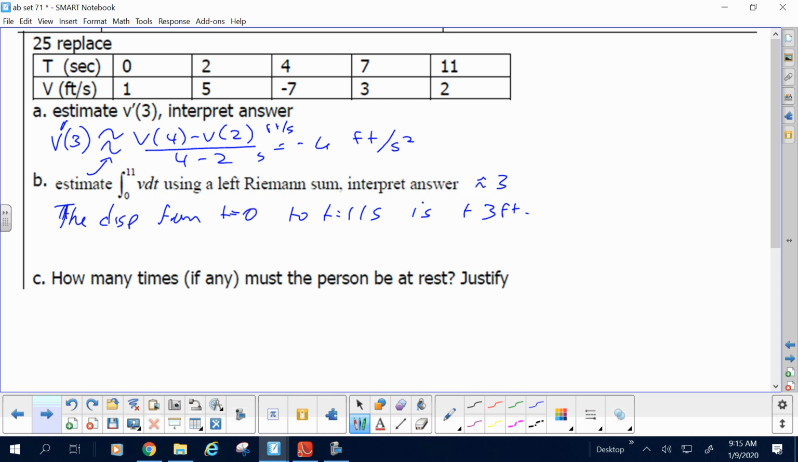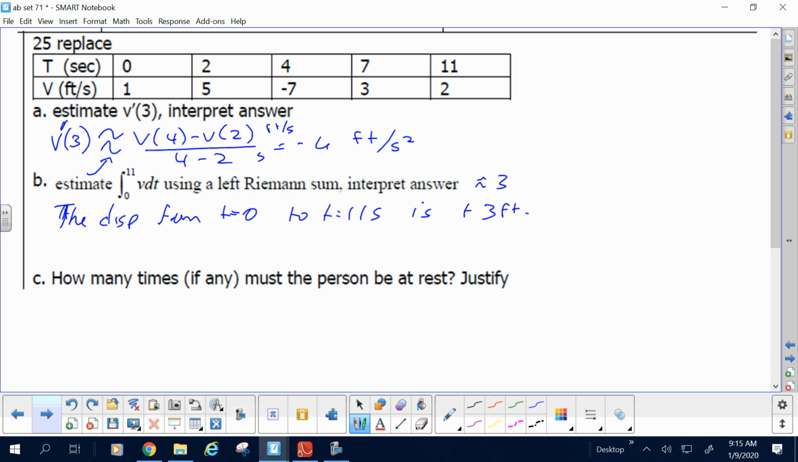How many times, if any, must the person be at rest? I bet I'll get even the best of you with a little small distinction. How many times did you say? 2. You would not get credit on the AP test. It is not 2. It is at least 2. At least 2. And that is really important.